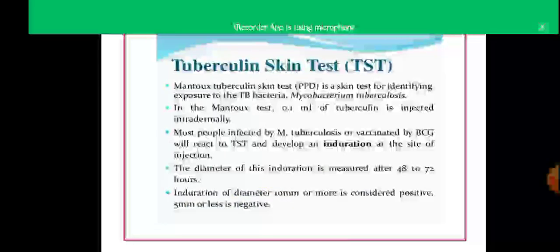Next, we enter the tuberculin skin test (TST). The Mantoux tuberculin skin test is a skin test for identifying exposure to the TB bacteria, Mycobacterium tuberculosis. In this Mantoux test, 0.1 ml of tuberculin is injected intradermally. Most people infected by Mycobacterium tuberculosis or vaccinated with BCG have a reactive TST and develop an induration at the site of the injection. The diameter of this induration is measured after 48 to 72 hours. An induration diameter of 10 millimeters or more is considered positive, and 5 millimeters or less is considered negative.